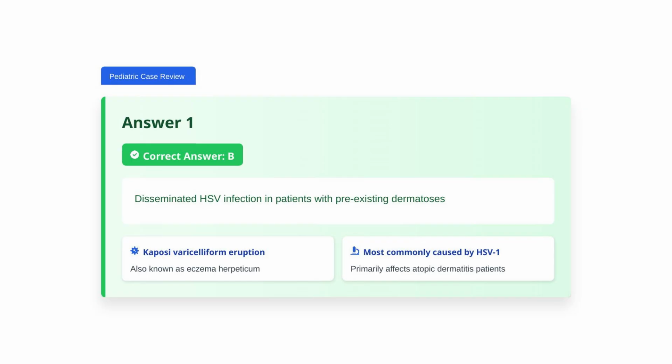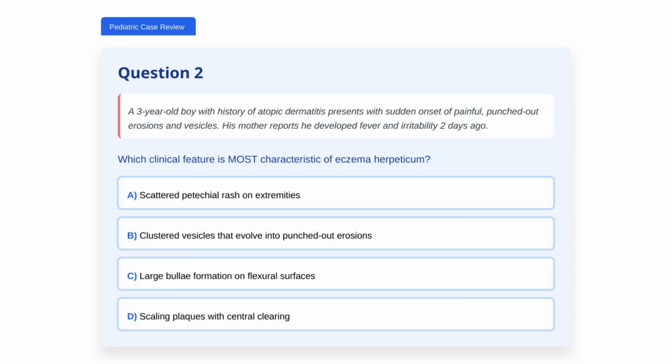Eczema herpeticum is a disseminated herpes simplex virus infection that occurs in patients with pre-existing skin conditions, particularly atopic dermatitis. It is also known as Kaposi varicella-form eruption and represents a dermatological emergency in pediatric patients. While it most commonly affects children with atopic dermatitis, it can also occur in other skin conditions that compromise the skin barrier function.